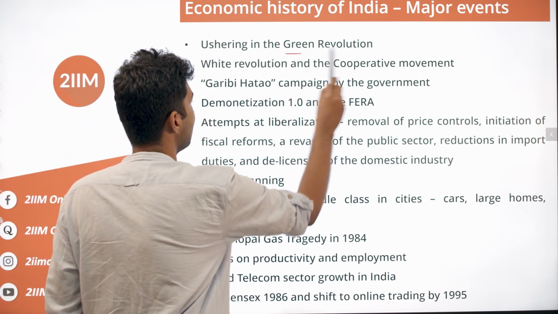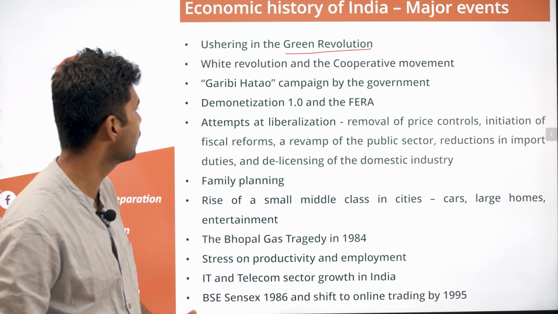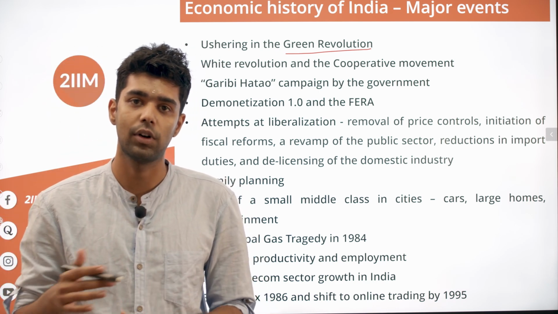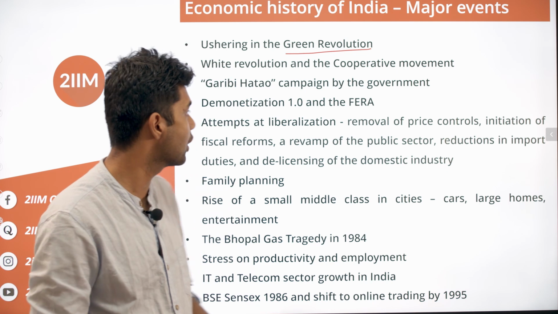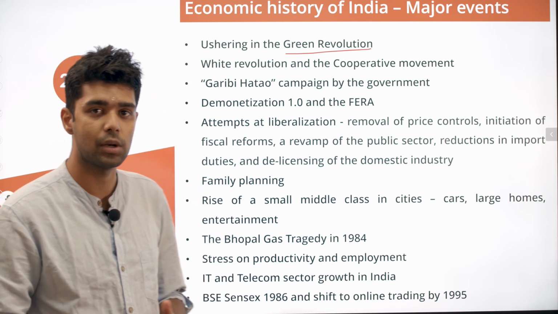So we started with the Green Revolution. It was started in the late 1960s in the Indira Gandhi period. The Green Revolution aimed at bringing in high-yield variety seeds. It aimed at bringing in fertilizers, irrigation and all. So the productivity rapidly increased, especially in Punjab and Haryana.